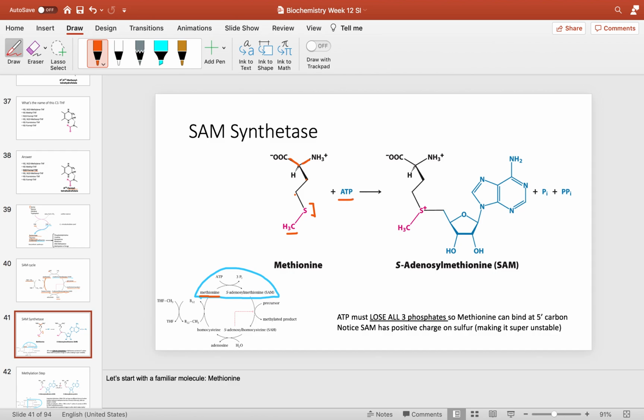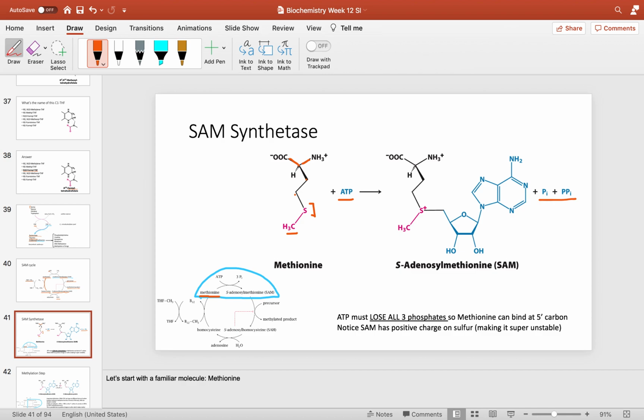And an ATP will come in. Normally with ATP, usually something like ADP falls off, or AMP. In this case, this is very different and very unique, so please take note of it. It's a very easy test question for someone to ask. 3 phosphates fall off.